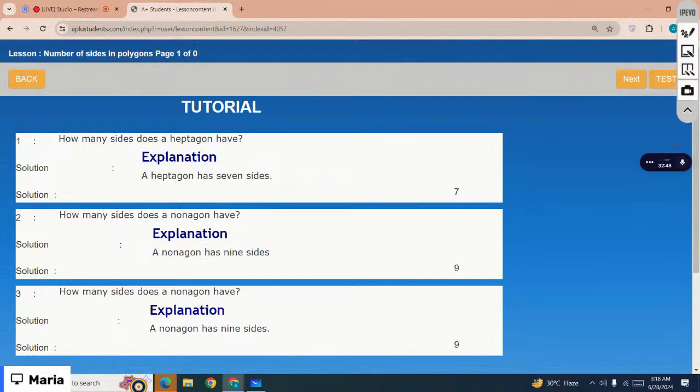How many sides does a heptagon have? So hepta means seven, right? So a heptagon has seven sides. The correct option is seven. How many sides does a nonagon have? Nonagon means nine. So a nonagon has nine sides. Let's just start with the test questions.